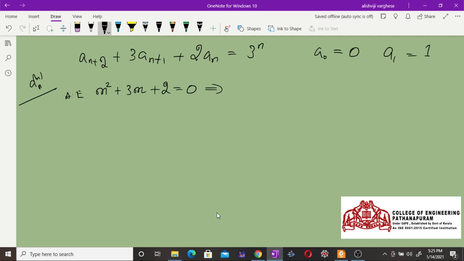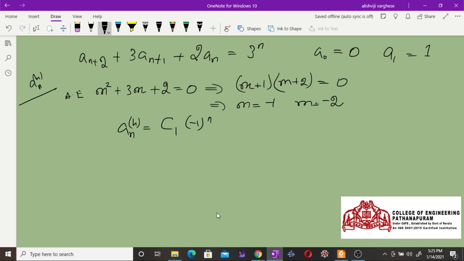So the auxiliary equation is m square plus 3m plus 2 is equal to 0, and by solving this particular auxiliary equation, m plus 1 into m plus 2 is equal to 0, that is m is equal to minus 1 and m is equal to minus 2 are the solutions. So the homogeneous part of the solution is a constant, say c1 into minus 1 raised to n plus c2 into minus 2 raised to n. So that is our homogeneous part of the solution.